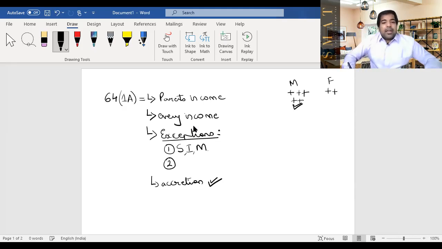Next, any person who's disabled, any child who's disabled. There are a lot of disabilities, which we will see in a section called section 80U, but you don't have to learn it by heart. The exam will tell you that this is a disabled minor child.